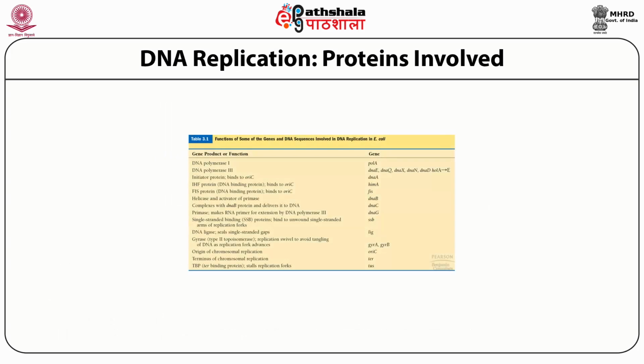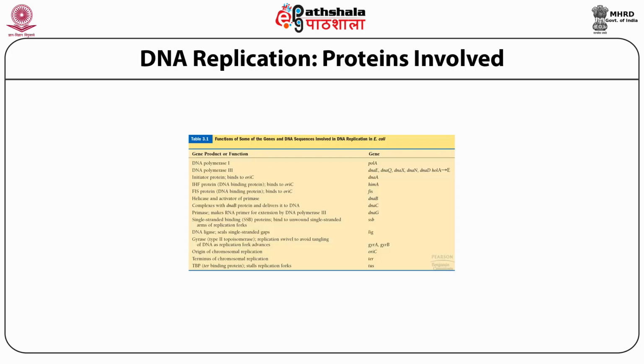Now, let's have an overview of all the proteins which are involved in DNA replication. As I have already told you, DNA polymerase 1 and 3 are essential for replication. Polymerase 3 is the main processive enzyme which adds nucleotides to the 3' end, and DNA polymerase 1 helps to remove the RNA primer at the end of replication. There are also multiple other proteins involved, like the initiator protein, which is coded by the DnaA gene, and other proteins like IHF and FIS, which also bind to the origin of replication.